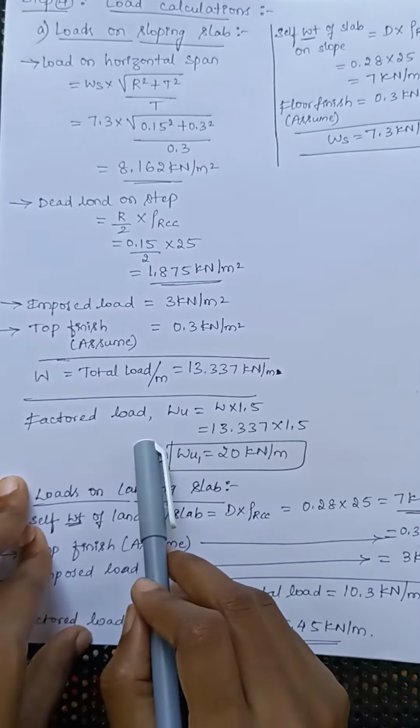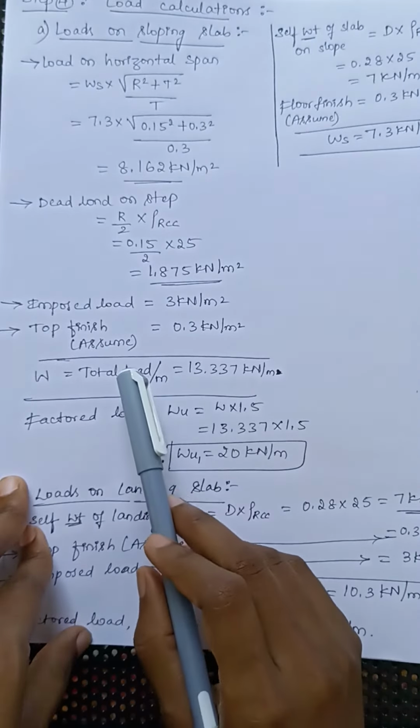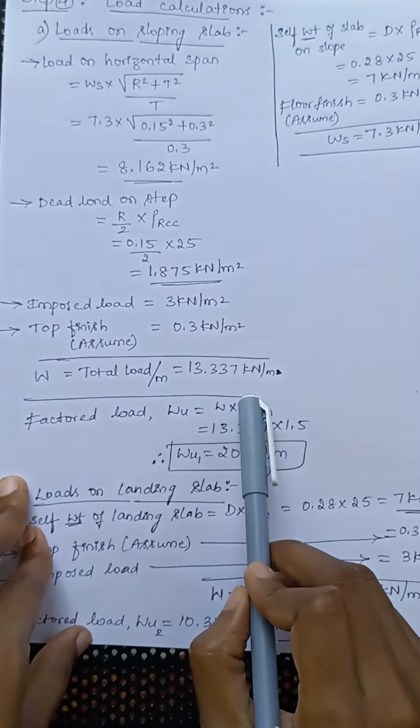Similarly, let us find the factored load. To find the factored load, you need to multiply your working load with the factor of safety 1.5.